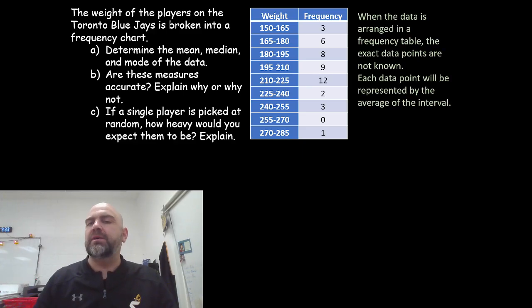Now, what we have to remember is that when the data is arranged in a frequency table, the exact data points are not known. Those three guys that are between 150 and 165 pounds could all be 150 pounds, potentially, or they could all be 164 pounds, potentially. But they'll be somewhere in between there, so we don't know the exact one. Each data point is going to be represented by the average in the interval, so we have to make sure that we put in the average. Between 150 and 165, the average is 157.5. That's the number that we're going to plug in.